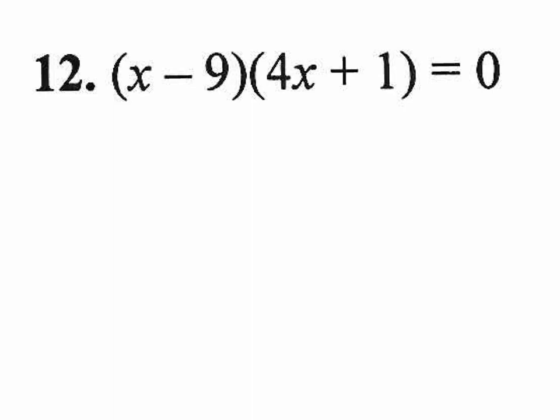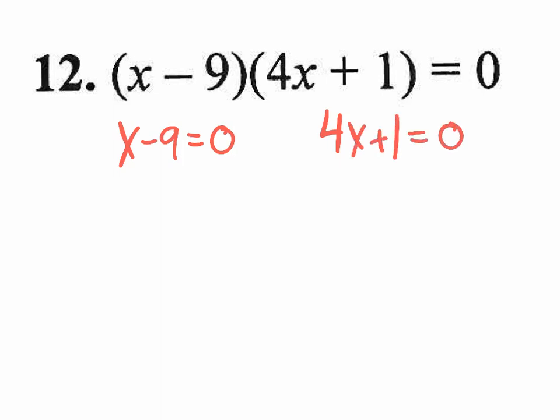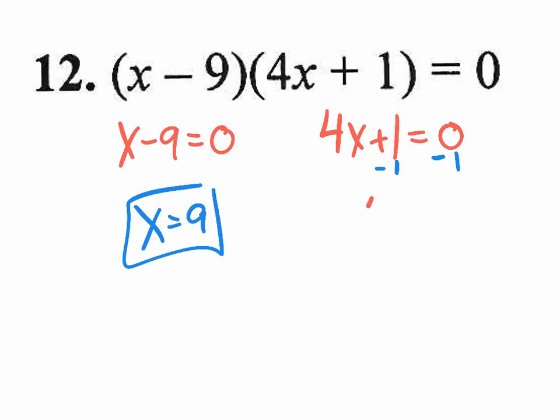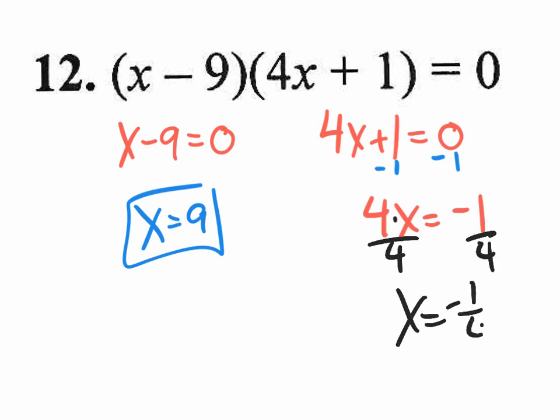Now, number 12, it's already factored for you, so it's really easy. All you have to do is zero product property, split, and solve. So you're going to have x minus 9 equals 0, 4x plus 1 equals 0. Add 9 to both sides, x equals 9. Over here, subtract 1, you're going to have a new equation that reads 4x equals negative 1. We're going to divide by 4 here, divide by 4 there. x equals negative 1/4. That's another answer. So those are your two answers for number 12.